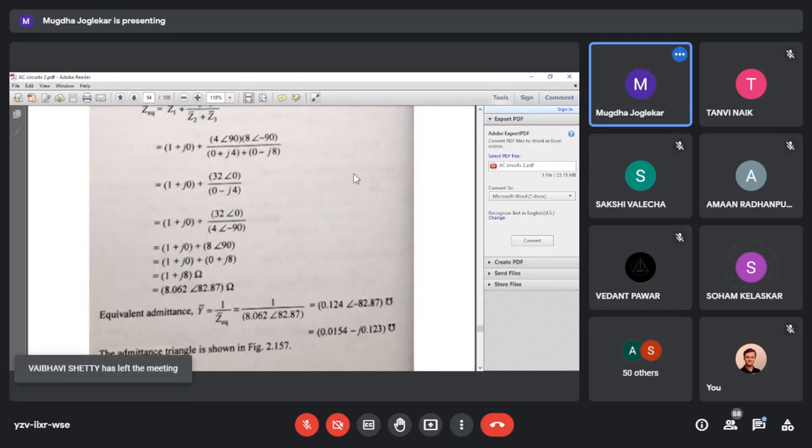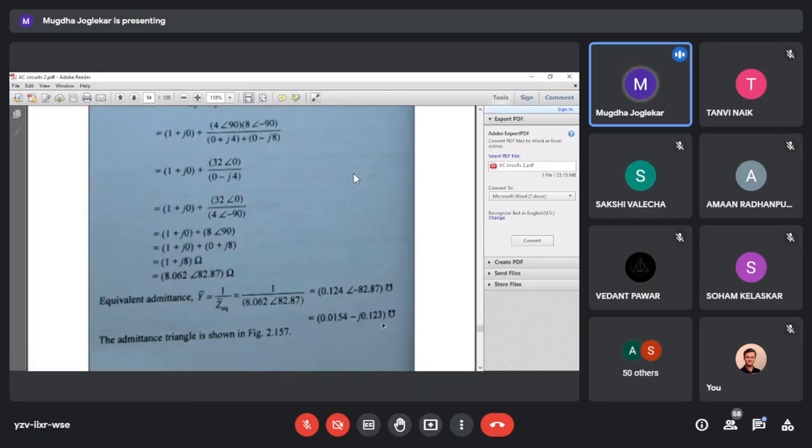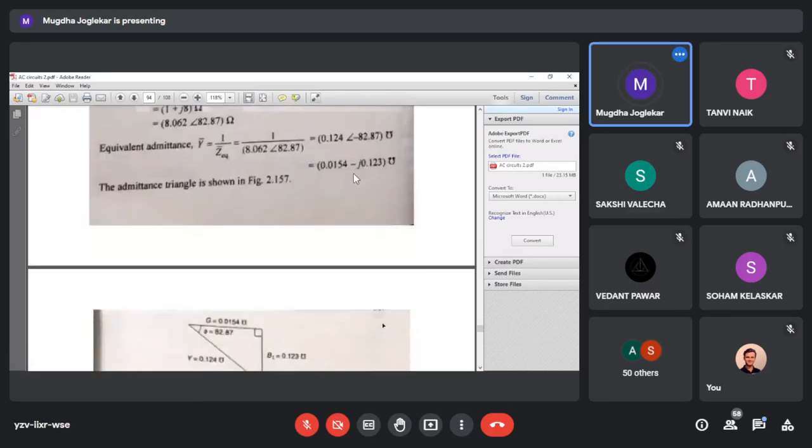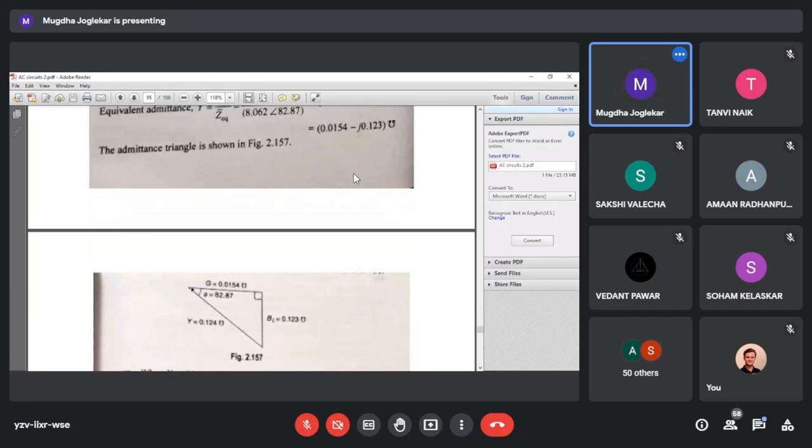Yes. So I think after getting this, you can draw the admittance triangle like this. This is your G, this is your BL, and this is your Y at an angle of 82.87. Same, you draw it for second case.